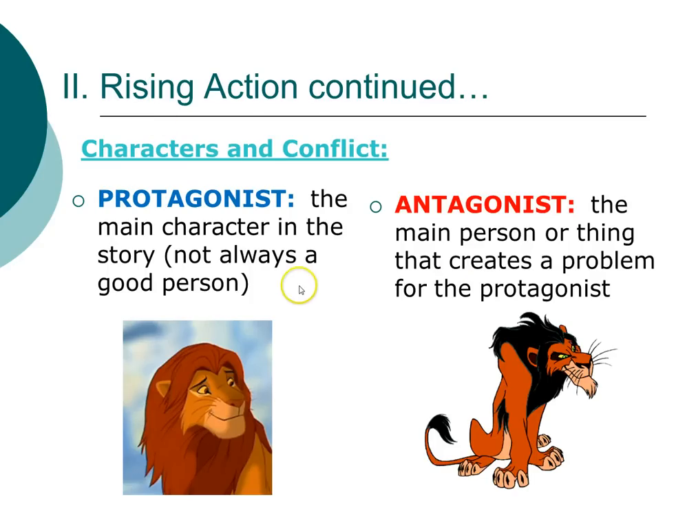Okay. And then the protagonist will always be dealing with an antagonist. Now, the thing to remember about an antagonist, meaning against, of course, is the main person or thing that creates a problem for the protagonist. The antagonist does not have to be a person. It does not have to be a character per se. Although in my illustrations here, we have Simba versus Scar. That's a very classic example of a protagonist versus the antagonist. Of course, Scar causes lots of problems for Simba.